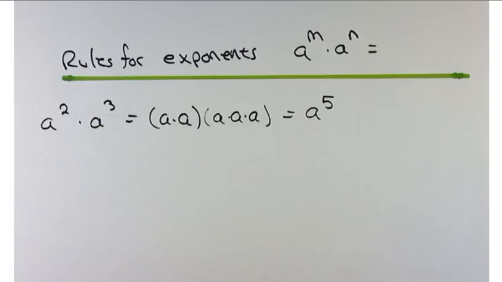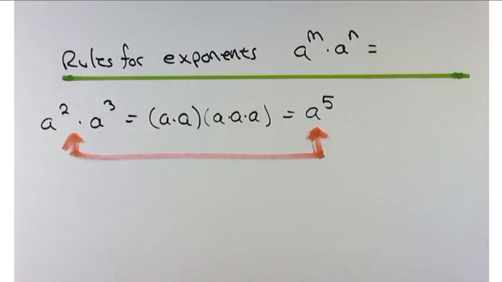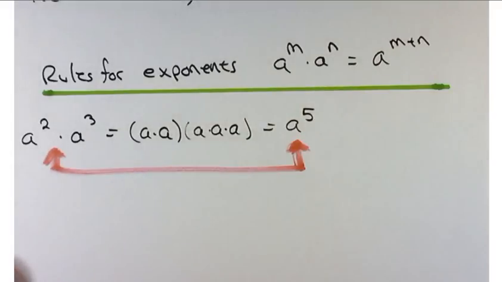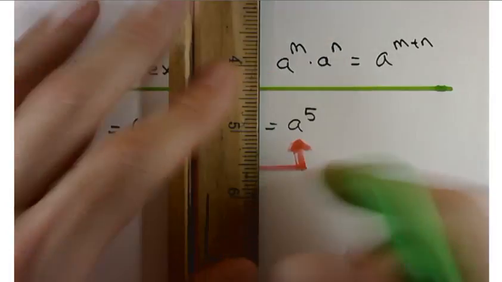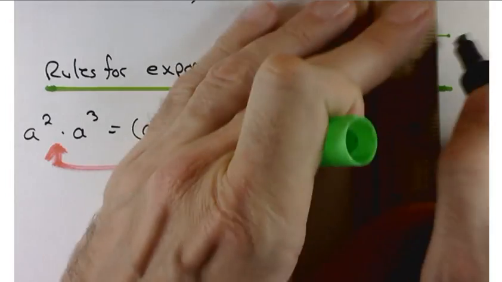But looking back, can anyone see a shortcut to go from here to here? Add the exponents, right? It's exactly what you're going to do. Add the exponents. So that's going to give me a to the m plus n is your shortcut, or better yet, your rule for working with the product of two things with the same base. You're going to add their exponents. So let's do some practice with this one.